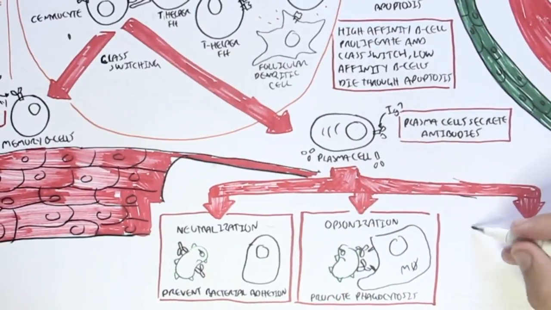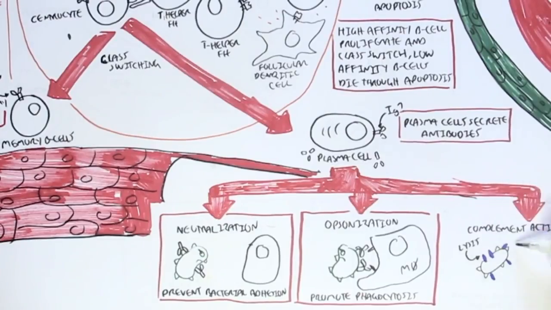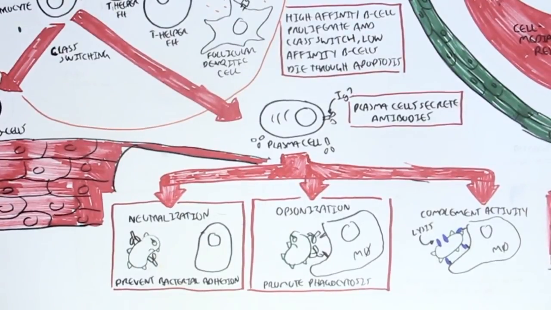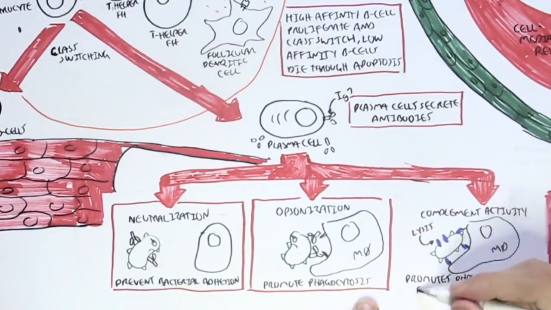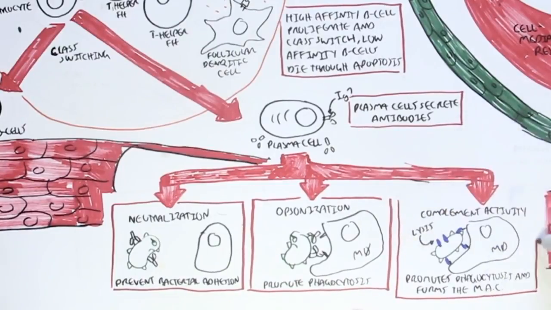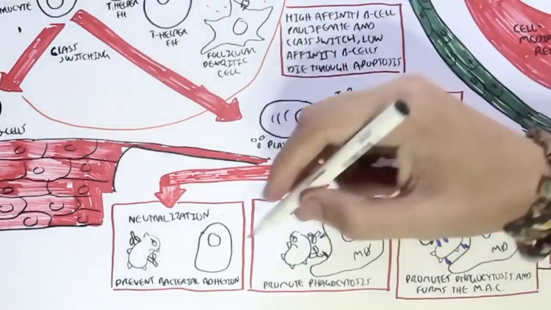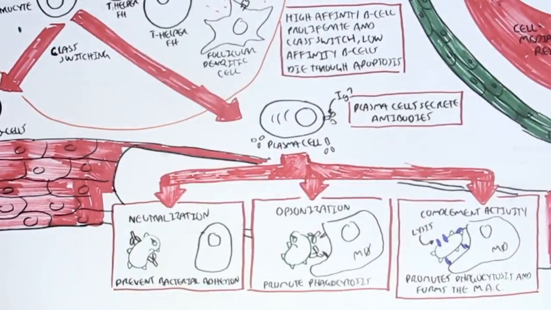Antibodies also activate the complement proteins, which, if you remember, essentially help destroy and promote phagocytosis of the particular pathogen. It helps destroy the pathogen by forming what's called the membrane attack complex, which causes the pathogen, or bacteria in this case, to lyse, to burst by itself.